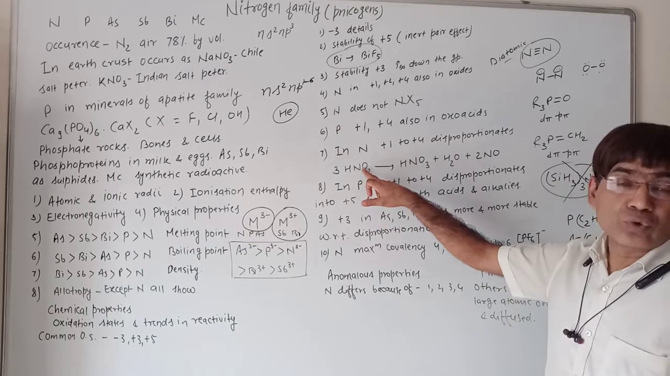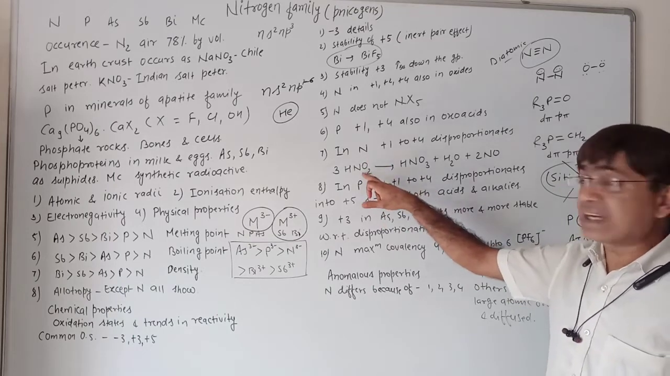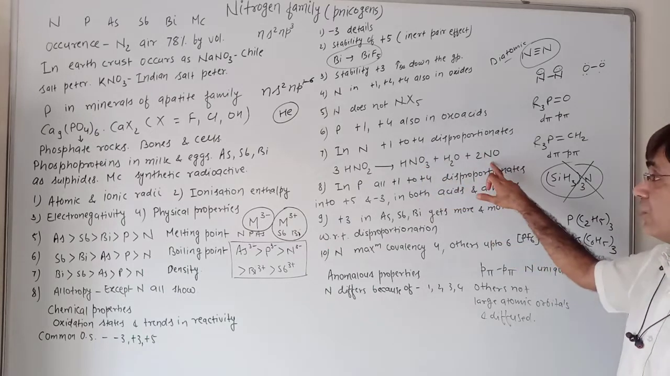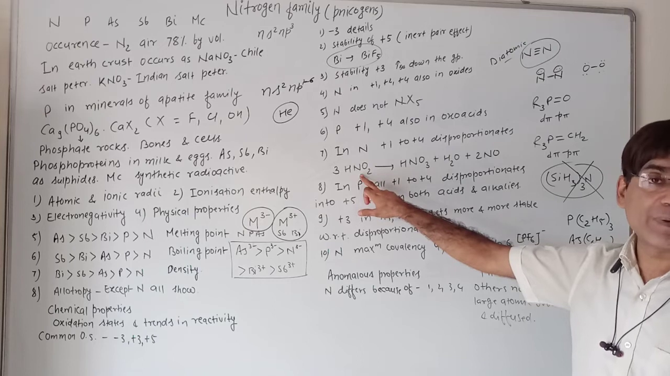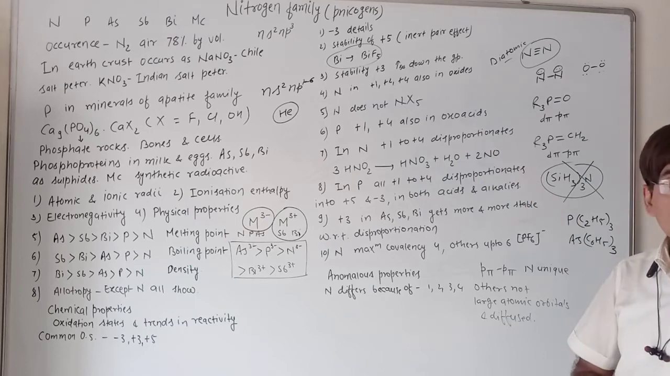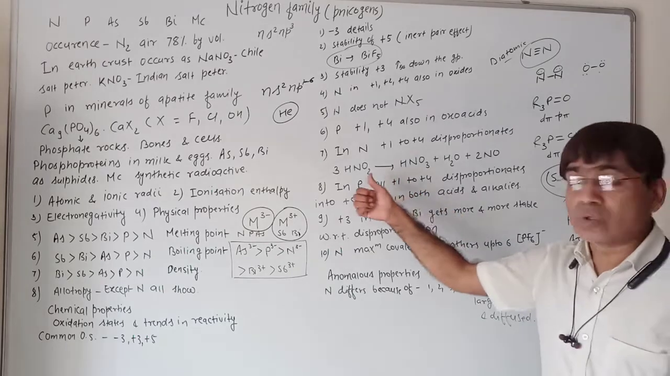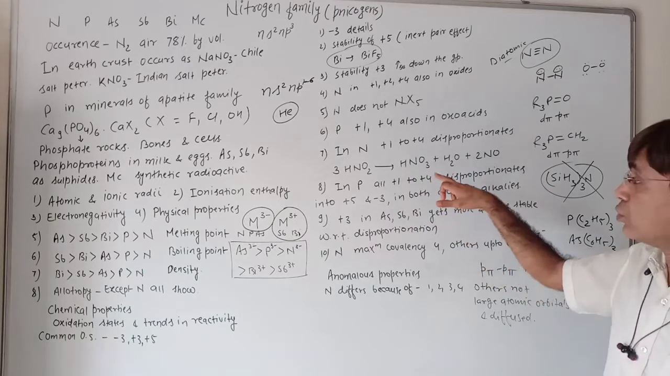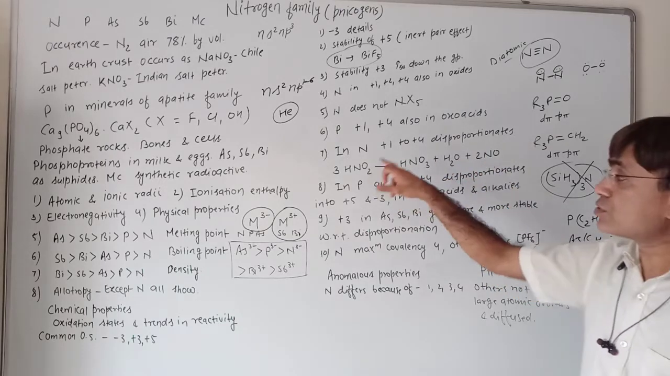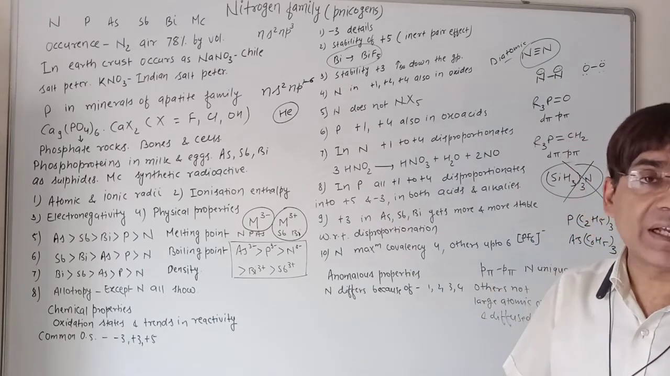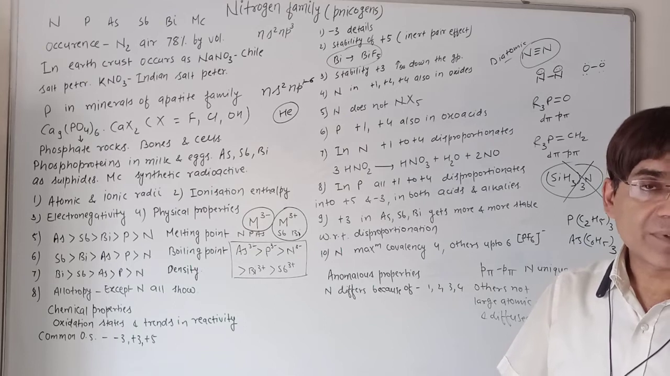An example of that is HNO2. If HNO2 is kept in an aqueous solution, on standing it automatically undergoes disproportionation to form HNO3 and NO. Here nitrogen is in the +3 oxidation state, while in HNO3 it is +5, and in NO it is +2. Because of this property, HNO2 functions both as an oxidizing agent as well as a reducing agent. Clear?